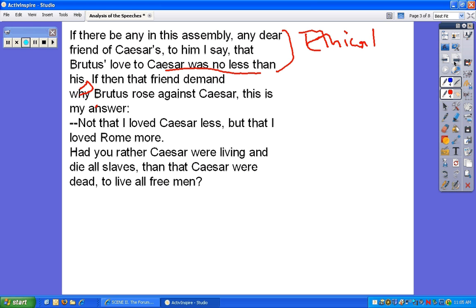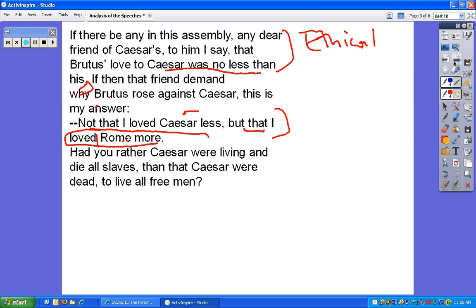"If then that friend demand why Brutus rose against Caesar, this is my answer." Now this is the example of antimetabole. "Not that I loved Caesar less, but that I loved Rome more." And that's a big deal because here it is, parallel structure. So we have Caesar and Rome being compared and contrasted. That is antimetabole at work.